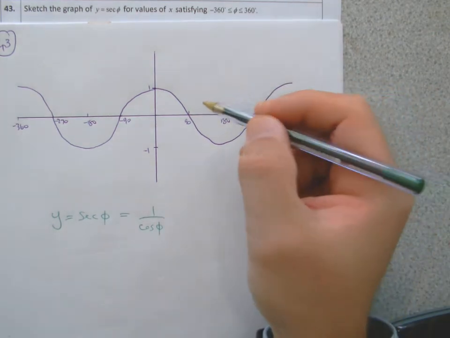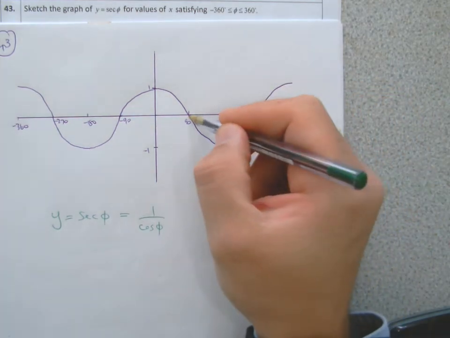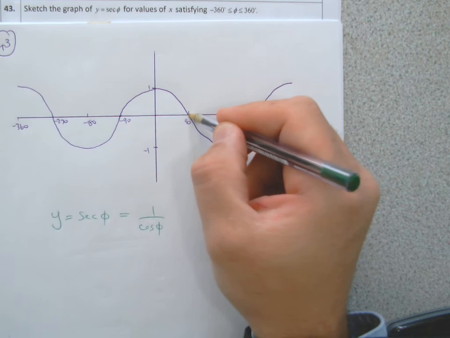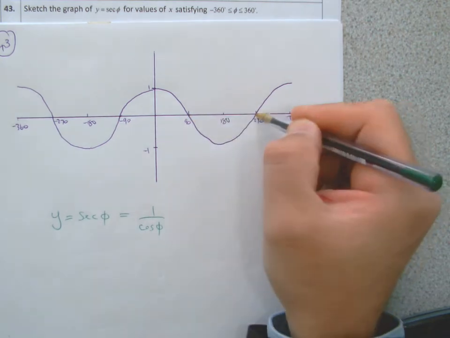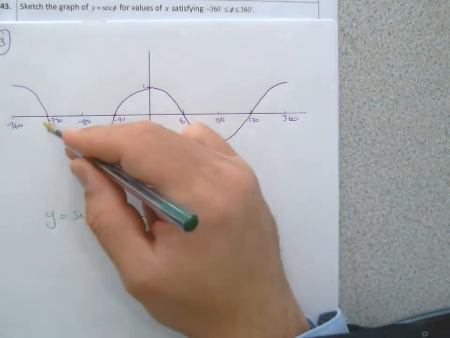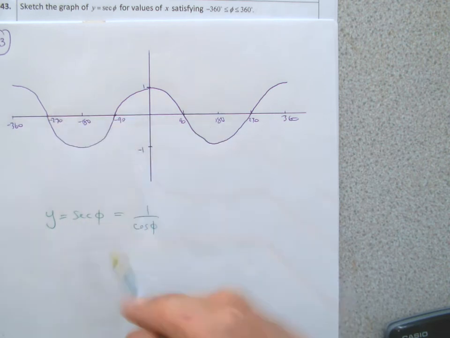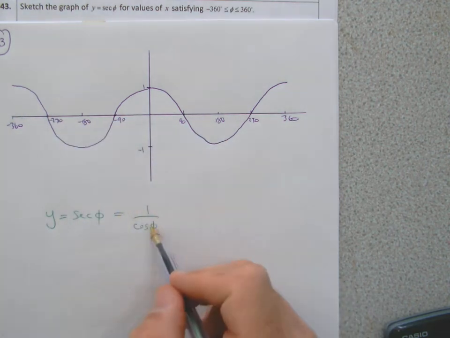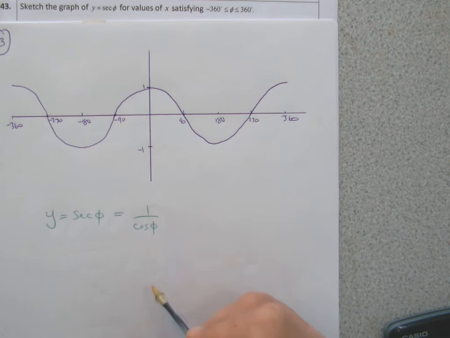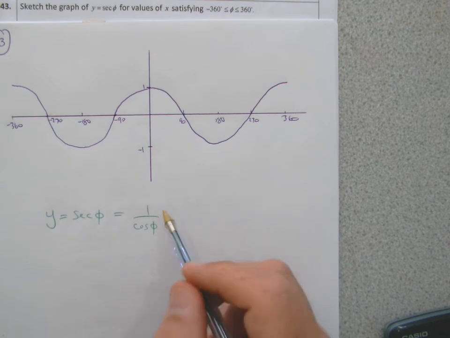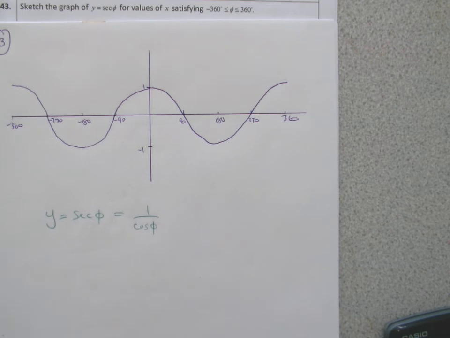Important points on the cos graph are when cos is equal to 0. So here, here, and here, when it's equal to 0, because you have issues, don't you? When cos is 0, you have 1 divided by 0, which you can't do, can you? When you do that on your calculator, it's a math error. So actually there, we can have asymptotes.